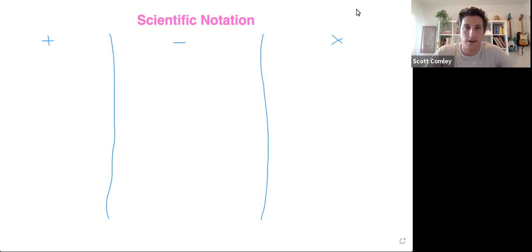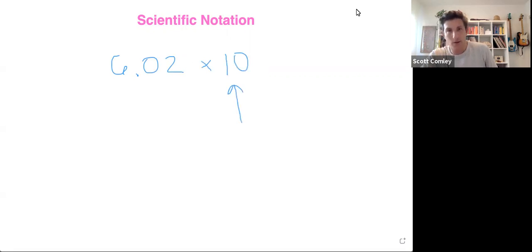So scientific notation is a way of describing really, really big numbers or really, really small numbers in a more concise manner. Let's just do a quick example of one. They all have a number in the beginning, let's say 6.02 times 10. They'll have this part, and then the exponent up here is how many times you actually move the decimal.